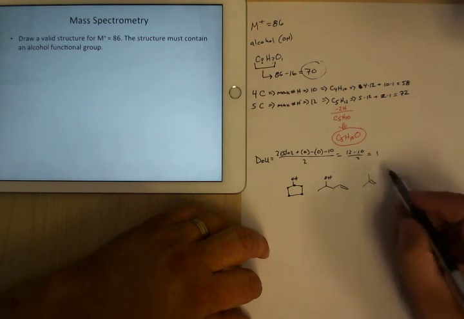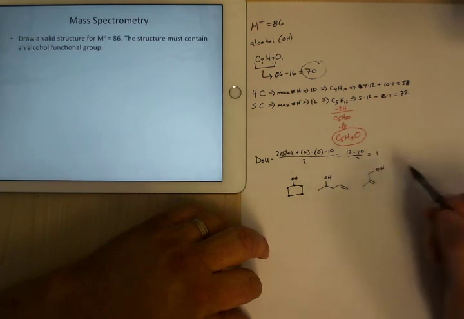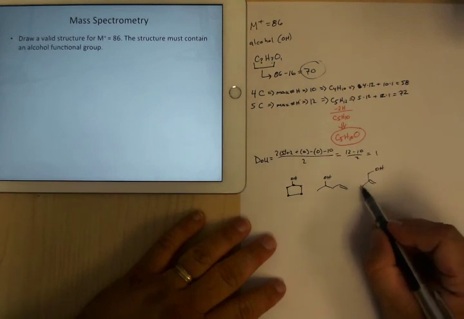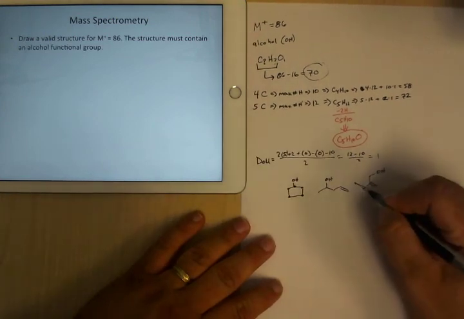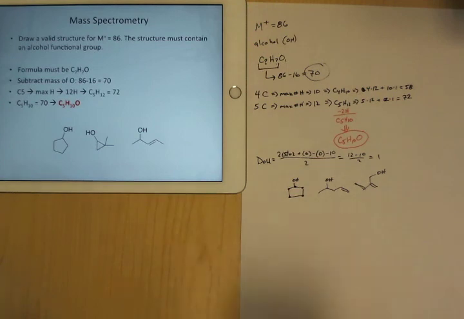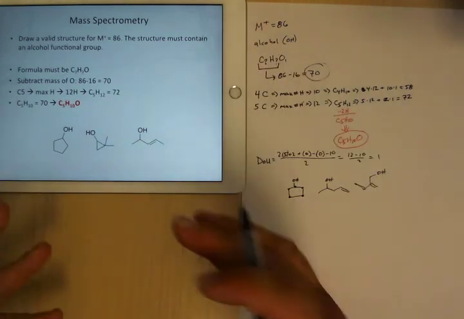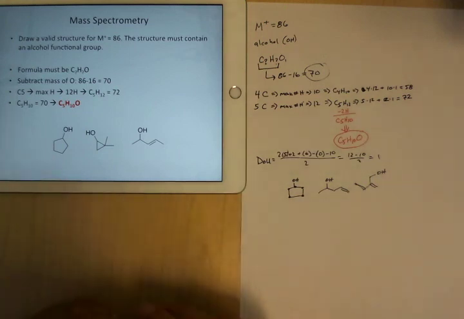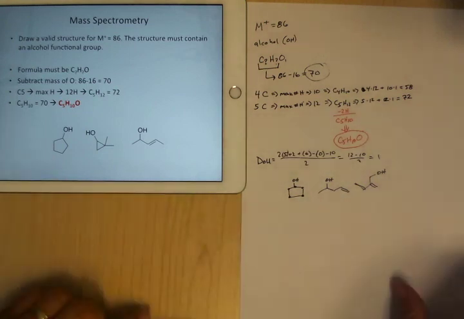OH here, that'd be 1, 2, 3, 4, and then let's put one there. It doesn't matter, because that's all the information I gave you. You could do a little ring with that. You just have to pick one and draw one of them. Okay, so there you go.